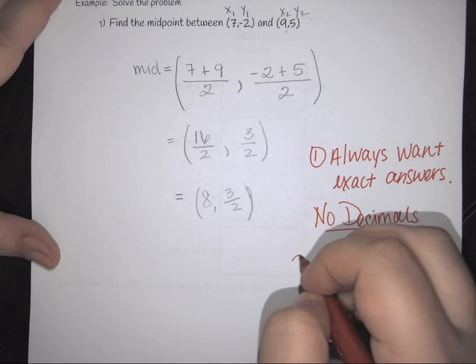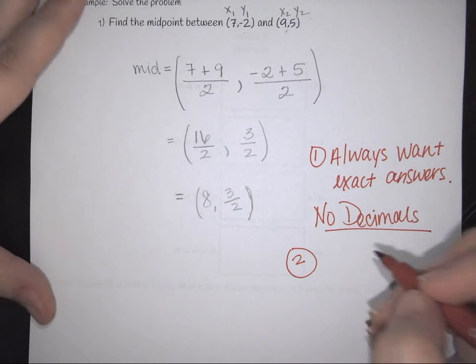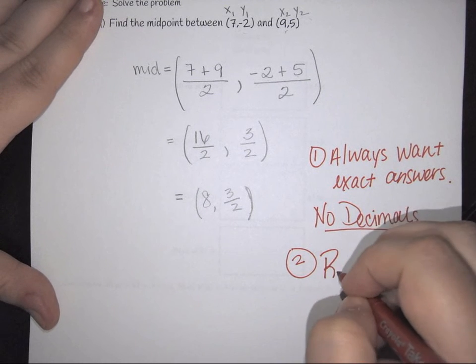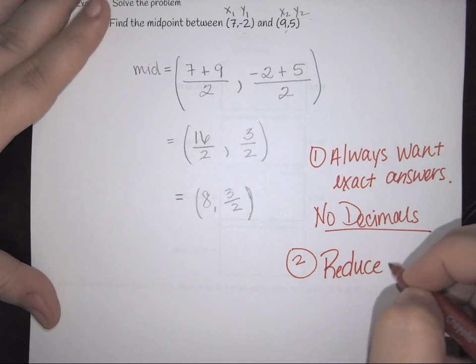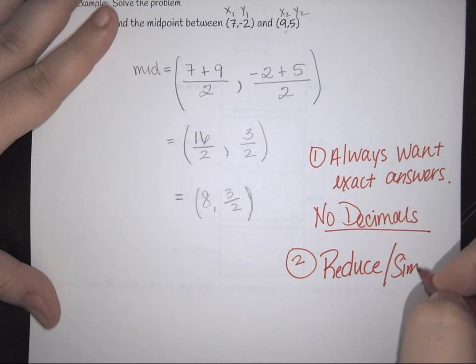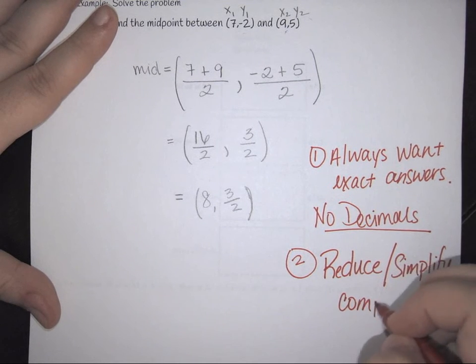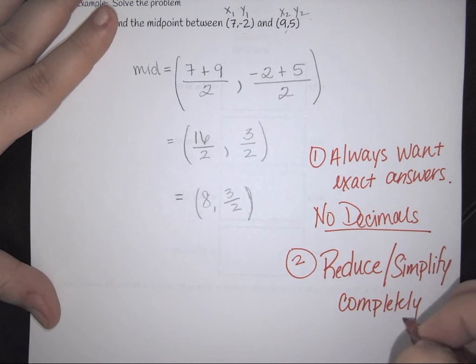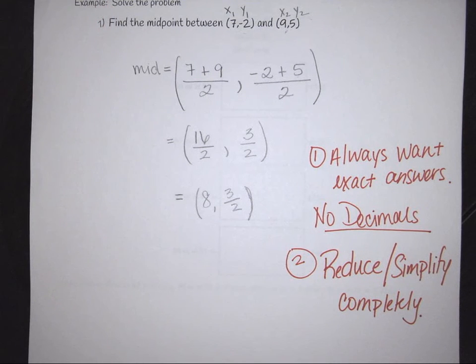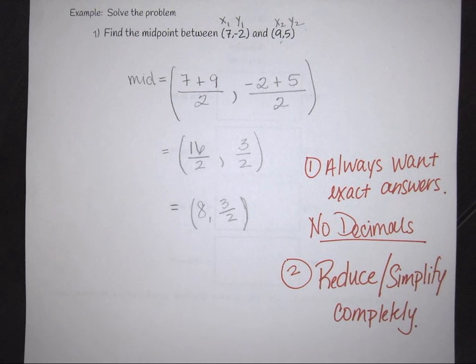The second thing that you always want to make sure you do is reduce or simplify completely. So before you're done, you always need to look at it and ask, is there anything else that I can do in order to make this smaller? Okay. So there you go.